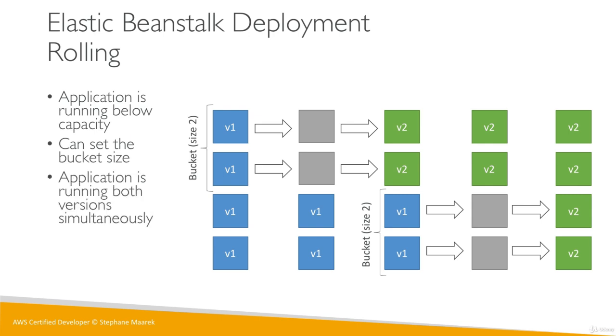So as you can see now, the application at some point during the deployment is running both versions simultaneously. And there is no additional cost, okay? You still have the same number of EC2 instances running in your infrastructure. And so if you set a very small bucket size and you have hundreds and hundreds of instances, it may be a very long deployment, okay? Right now in this example, we have a bucket size of 2 and 4 instances, but we can have a bucket size of 2 and 100 instances. It will just take a very long time to upgrade everything.